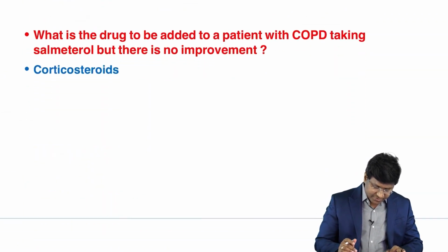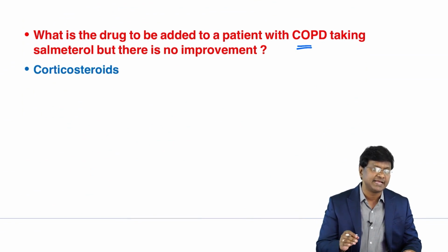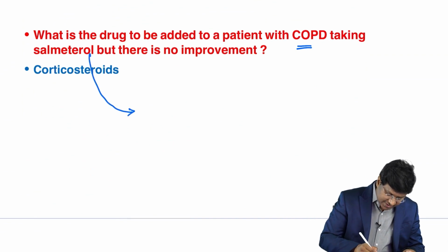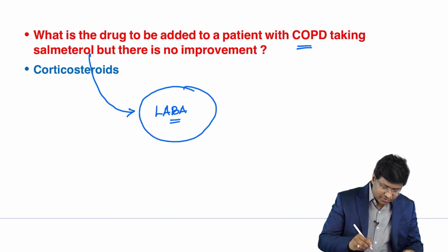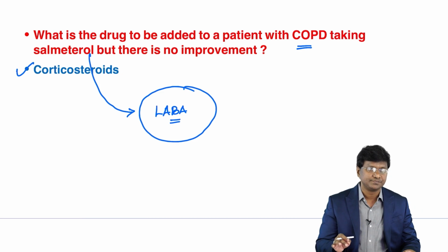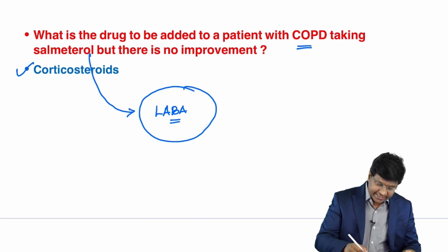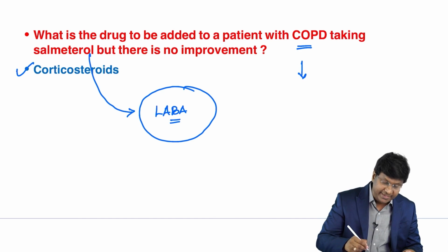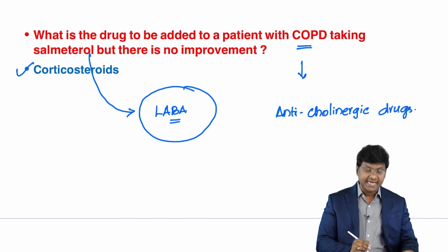Then followed by that, there was one clinical scenario on the COPD. What is the drug to be added to a patient with COPD taking salmeterol but there is no improvement? So what is this salmeterol? Salmeterol is a long-acting beta agonist. Right? So in spite of taking a long-acting beta agonist, if the individual is still symptomatic, that is the point when we need to add even the corticosteroids. So in the treatment of COPD, you require anti-inflammatory agents as well as the bronchodilators. And among the bronchodilators, the preferred bronchodilator in patients with COPD will be the anticholinergic drugs. Right, that will be the anticholinergic drugs.